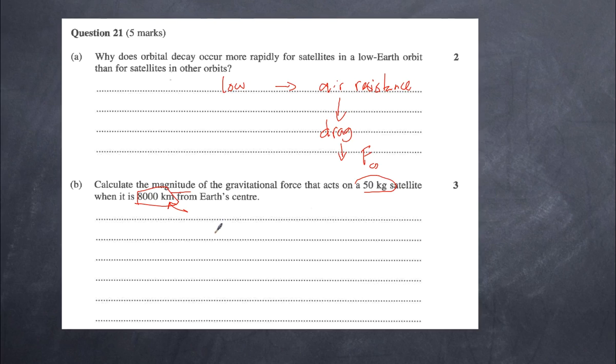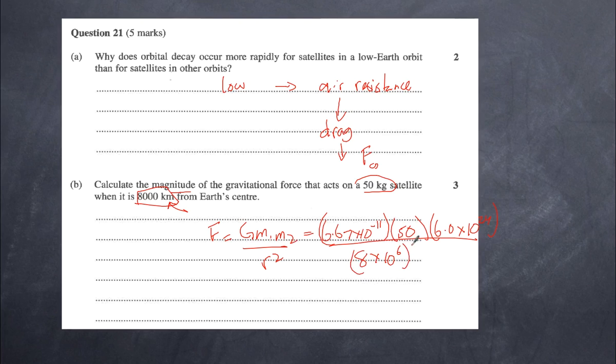So when you do this, you basically say F is equal to G m1 m2 over r squared. And when you substitute everything in, you get 6.67 by 10 to the power of negative 11. There's your G. Your mass is 50. Your mass of the Earth, which is provided for you, is 6.0 by 10 to the power of 24. And you divide that by the radius. In this case, it's not 8 by 10 to the power of 3, it's 8 by 10 to the power of 6 because it's in meters, and all of that is squared.